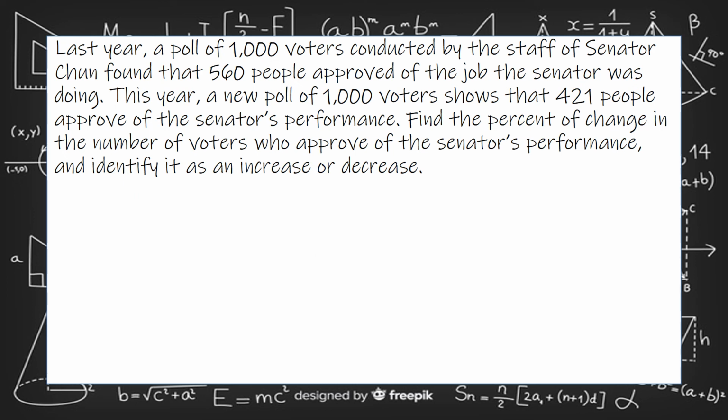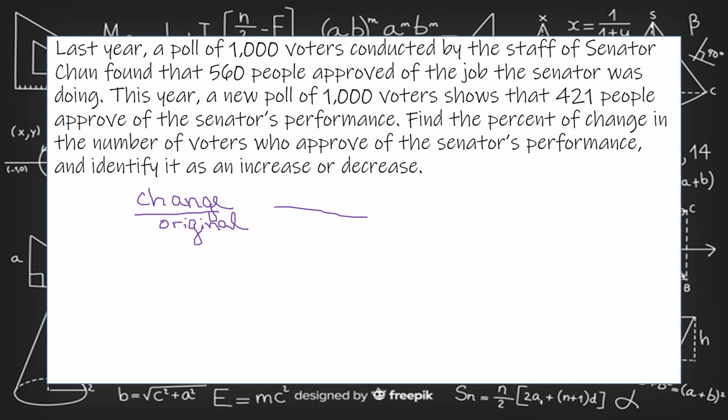Last year, a poll of 1,000 voters conducted by the staff of Senator Chun found that 560 people approved of the job the senator was doing. This year, a new poll of 1,000 voters showed that 421 people approve of the senator's performance. Find the percent of change in the number of voters who approve the senator's performance and identify it as an increase or a decrease. So we're going to always do the amount of change over the original number of, in this case, voters, okay, that approve.